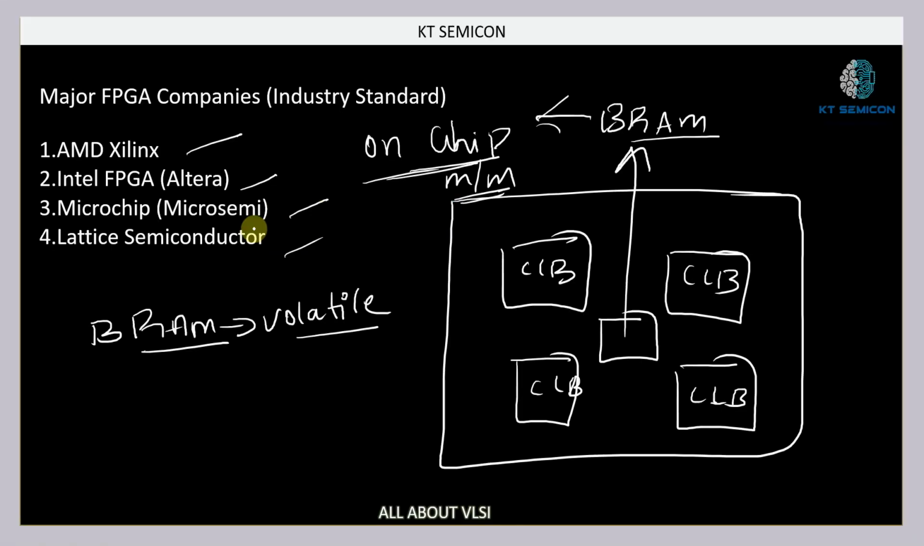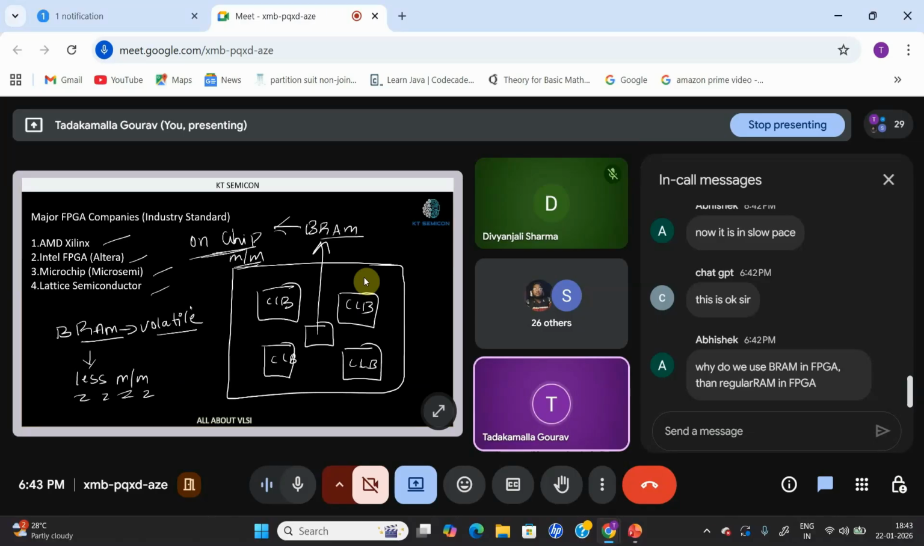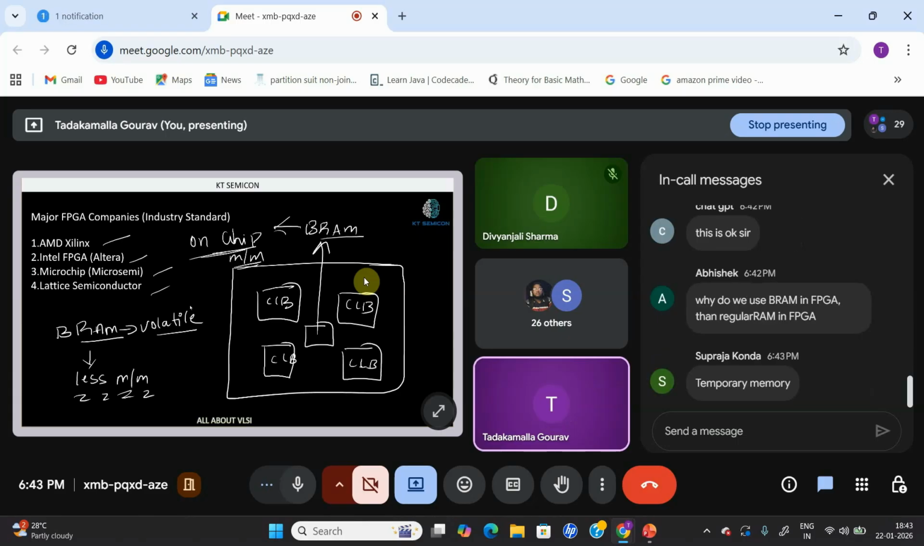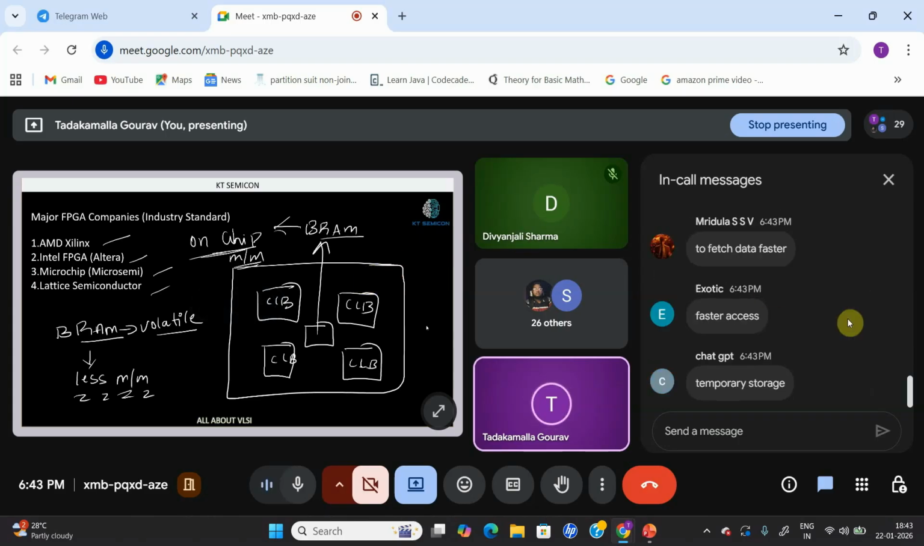The important point to be noted over here is BRAMs have very few memory locations. But why are we using this BRAM? Because for accessing the data very quickly, it's like your cache. What do you mean by cache, whatever your pronunciation may be? What is the use of that particular thing? Why do we use it? Anyone knows? Temporary memory. Okay. Why do we need a temporary memory? To fetch data faster, exactly.